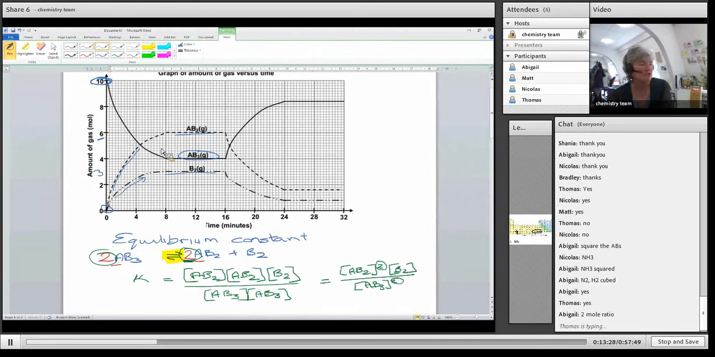Right, Abigail, correct. You always look at the equation and you'll notice that I've got 2 AB2s formed for every 1 B2. So I must get double the amount of AB2. Okay, so that's the first thing. The second thing is it's reached this plateau. What does this plateau mean when it's gone flat? What is happening in this area?